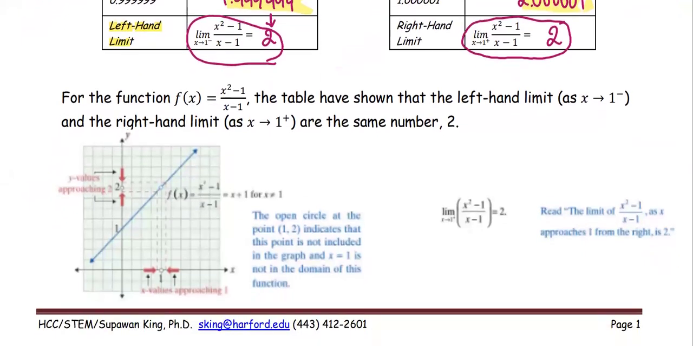And the graph can explain this situation as well. If you plot the graph of the function x squared minus 1 divided by x minus 1, as long as x cannot be 1, you can see it as a straight line, and this is a hole, because if x is 1, the function is undefined. We look for the left-hand limit as x comes toward 1 from the left. What is the function value approaching? Approaching the value 2, as what we computed in the table. And similarly, as x approaches 1 from the right, the function value approaches the same number, which is 2.